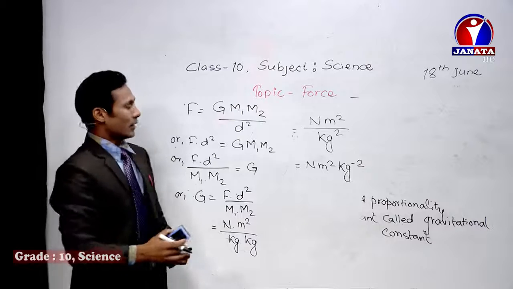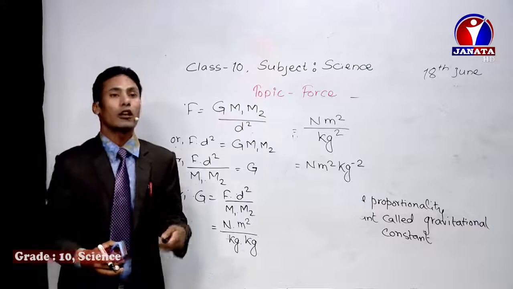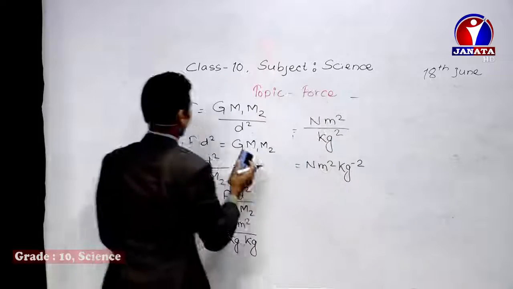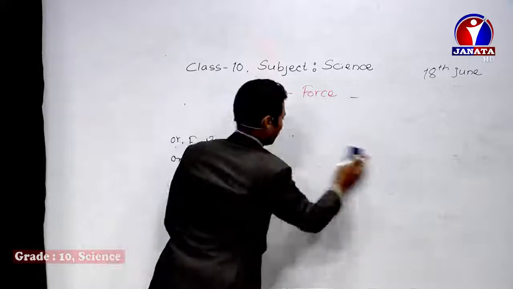Okay, and what about the value? This is the constant value I have said. So the value of this G, so let me rub this.